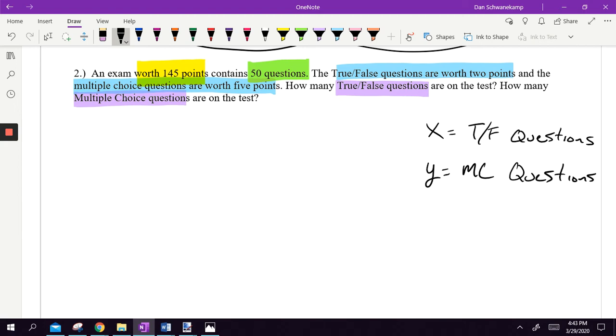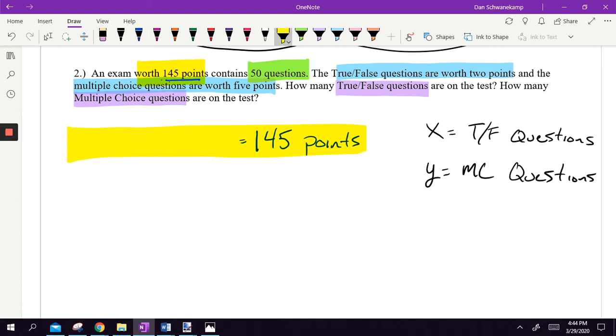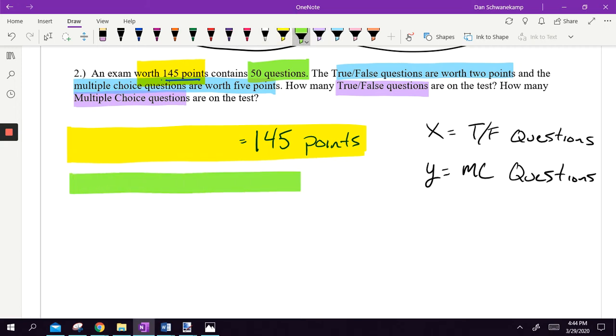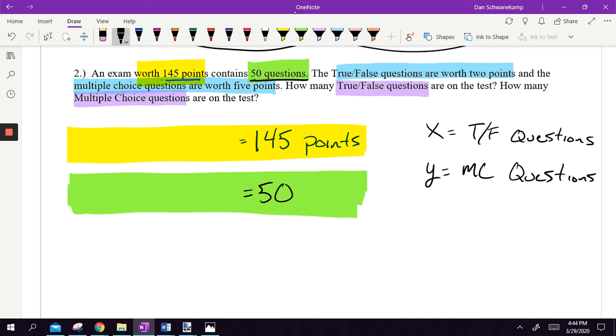Next thing I'm doing is I'm looking for totals. So as I look through this problem, what totals did I have? Well, the exam is worth a total of 145 points. So that is one total, 145 points. I'm looking for anything in this question that deals with points here in a second. Then we're going to write a second equation that looks at our other total, and the other total they told us here was 50 questions.